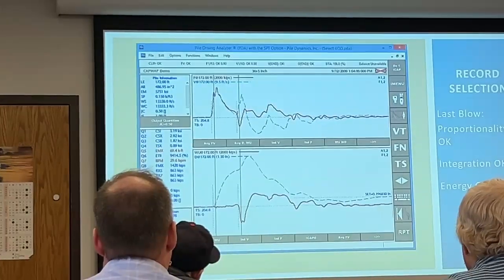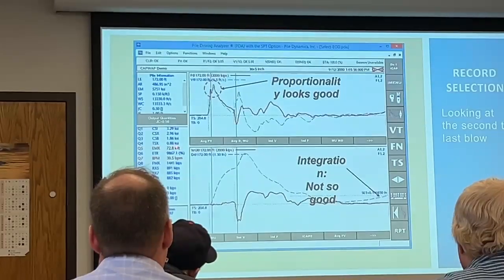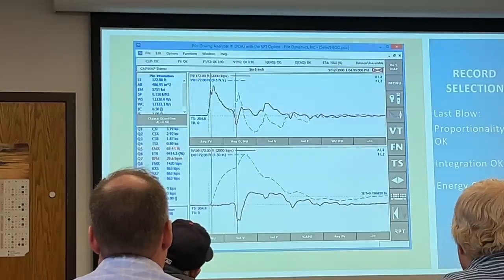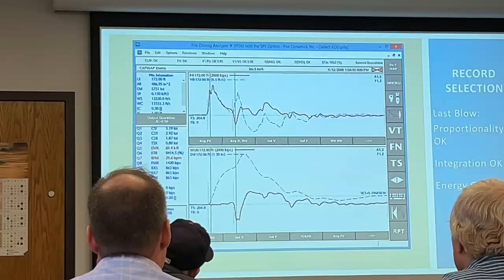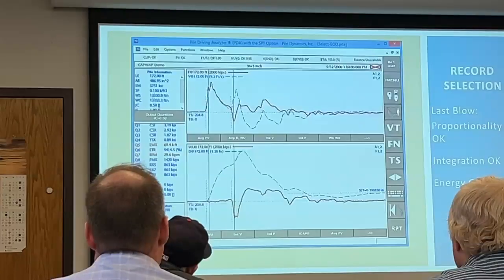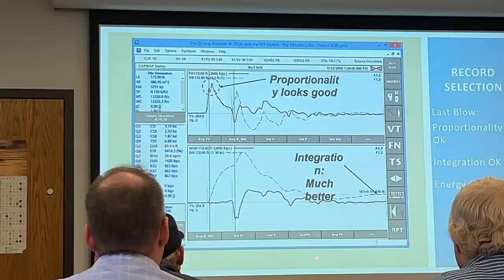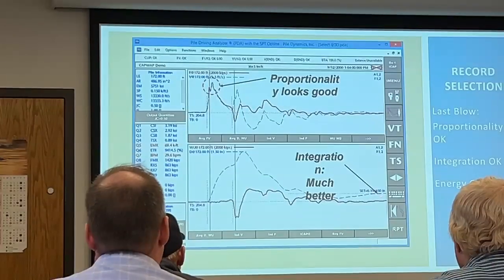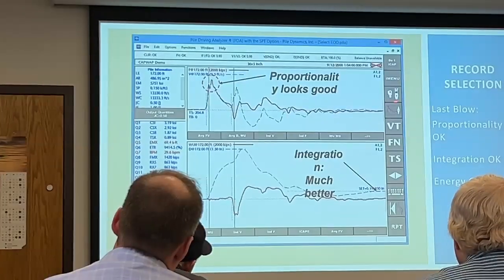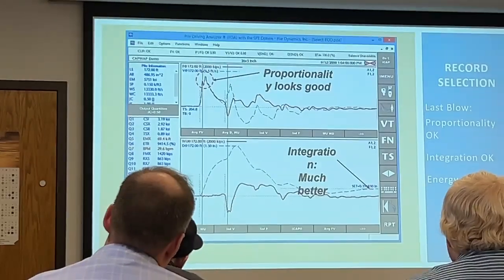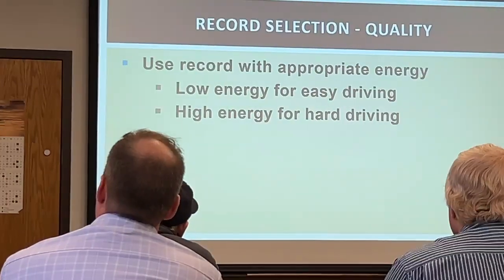If I go to the last blow, this one had an energy of 73 foot kips. We're at 69 foot kips, so even though it's the last blow, it doesn't seem to be shutting off and only giving us about half the energy. Proportionality is still good. The integration is coming out to what we observed at the end, and so it's much better. Also because the force and velocity are returning to zero at the end of the record. So that's all very good.